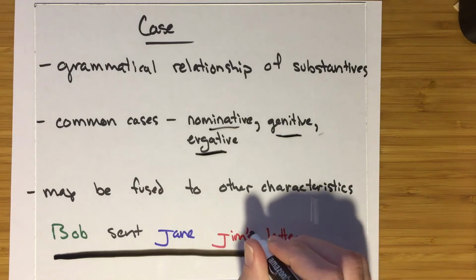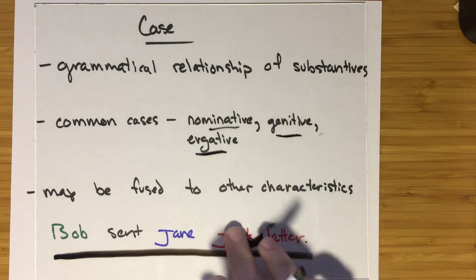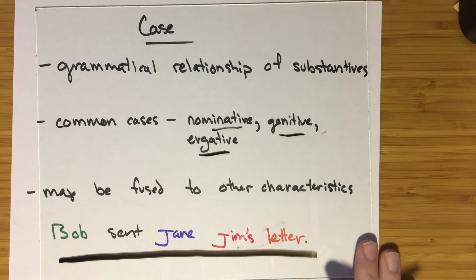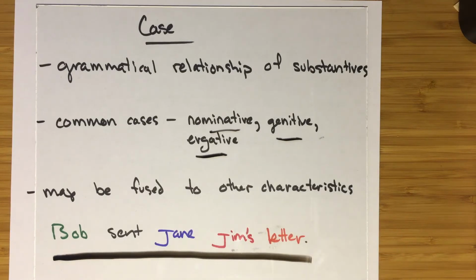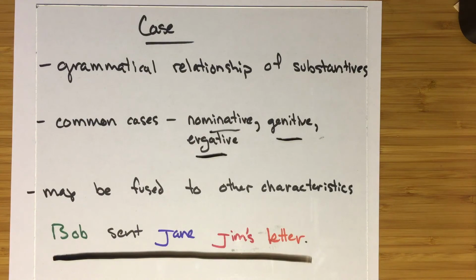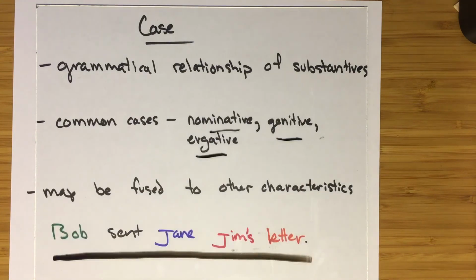In this case, the ending, oh sorry, I covered up quite a bit of that. The ending of the noun is important in determining and communicating the relationship of the nouns. So we'll talk about the case of the nouns in this case because it's the grammatical relationship. The one that comes before the verb, we'll notice, is the subject, Bob sent. So this would be a nominative case.